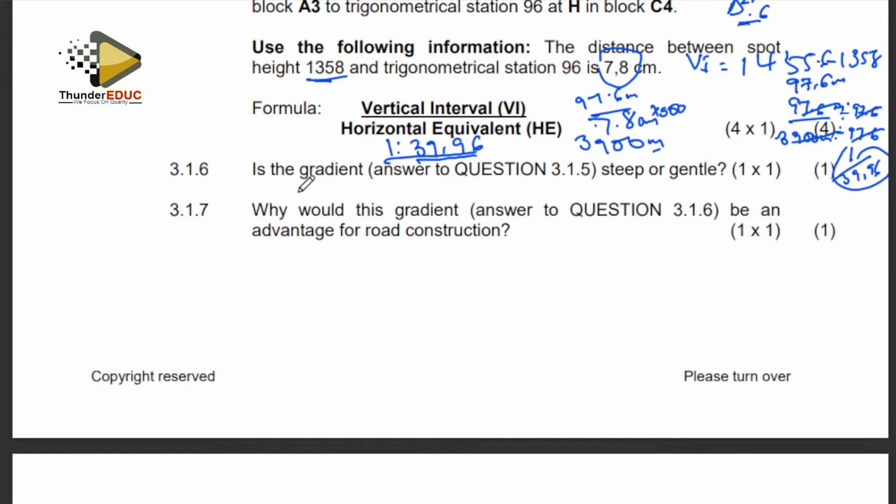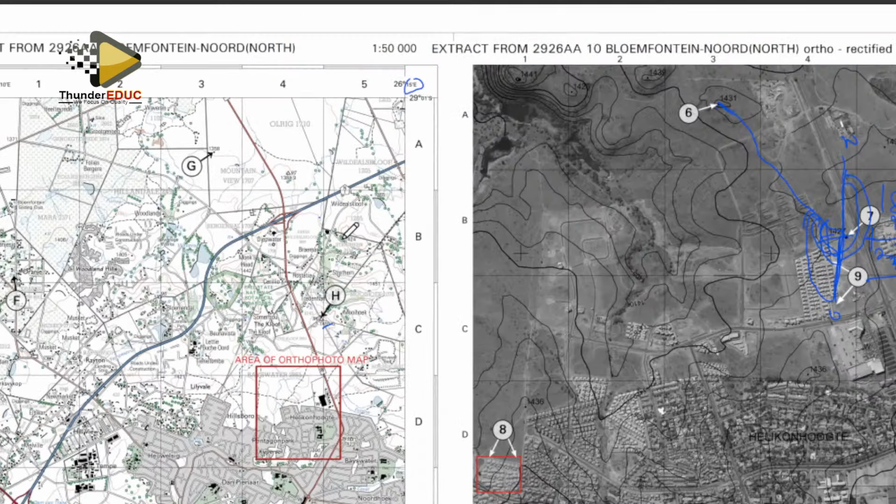Now, in the gradient in that question above, is it steep or gentle? Remember, my learners, I told you, you can look at the answer given or you can look at the map. When you check the map here, between this and this, are the contour lines close to each other? No. But if the contour lines are close to each other, what do you say? It is steep. If the contour lines are far away from each other, what do we say? It is gentle.